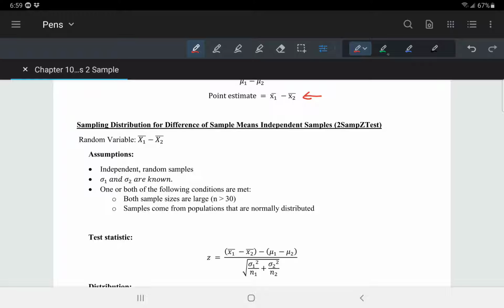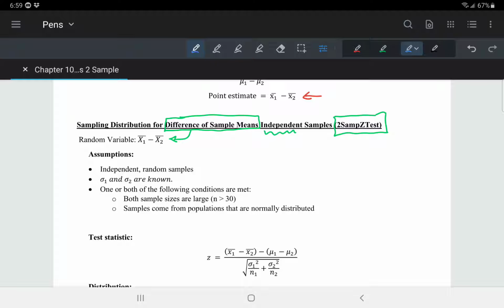So when we are looking, we're trying to find the sampling distribution for the difference of sample means, that is, the random variable is x bar 1 minus x bar 2. We need to have independent samples, and then we can use the 2SampZTest, provided we know sigma.